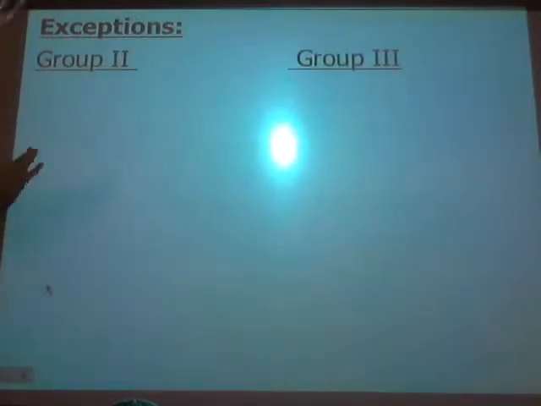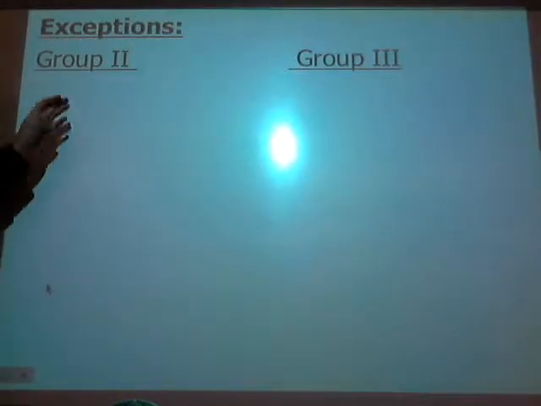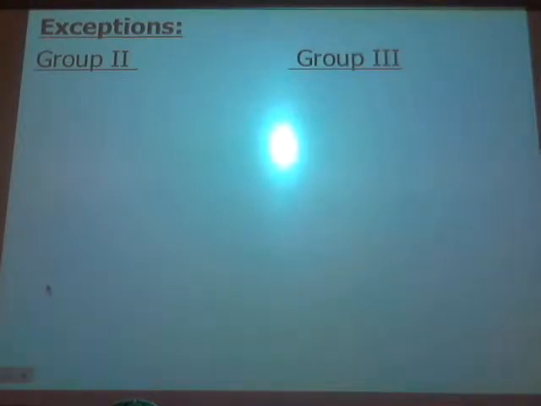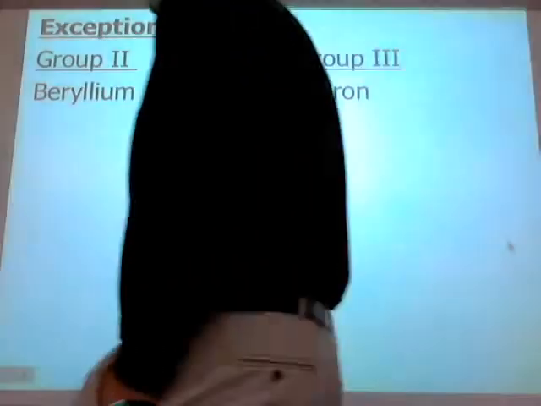The exceptions, as I just showed you, occurred between group 2 and group 3. Let's talk about those first. They're the easiest to explain. The exceptions occur between groups 2 and 3. Let's just take two of these guys, beryllium and boron. See there? That's where they are. And I'm going to investigate something about beryllium and boron's electrons.